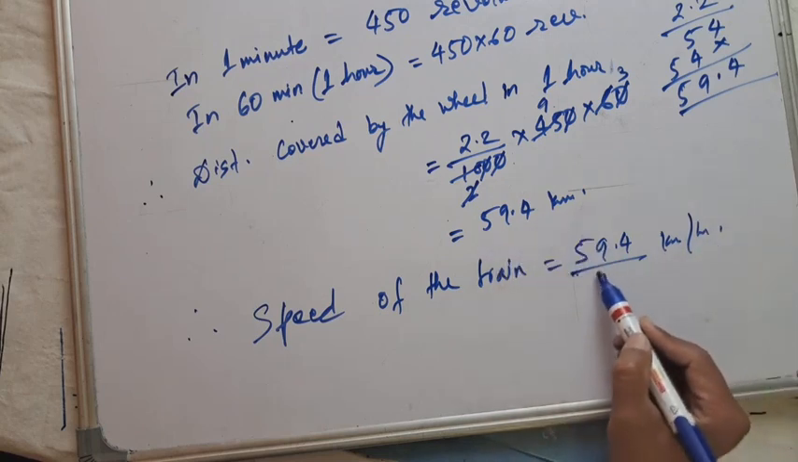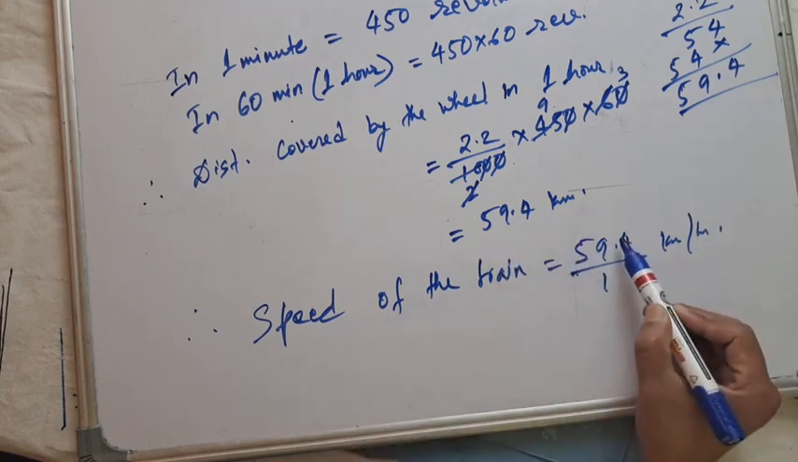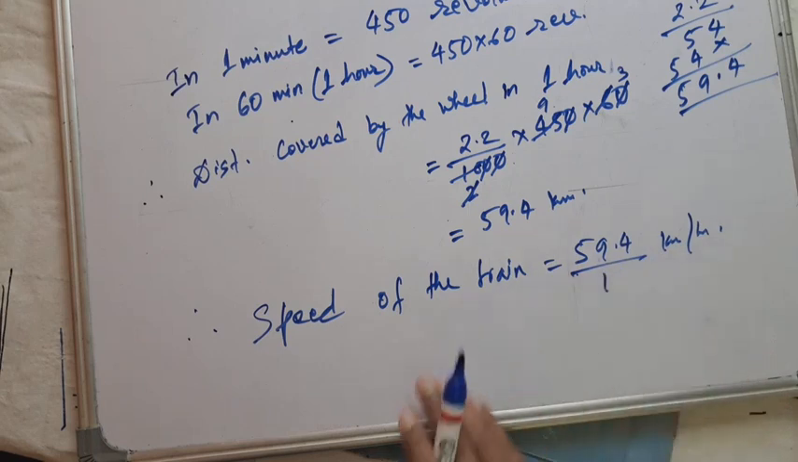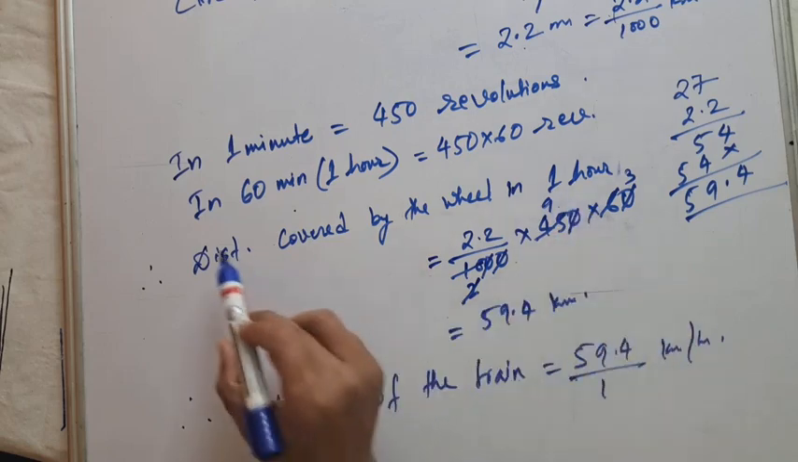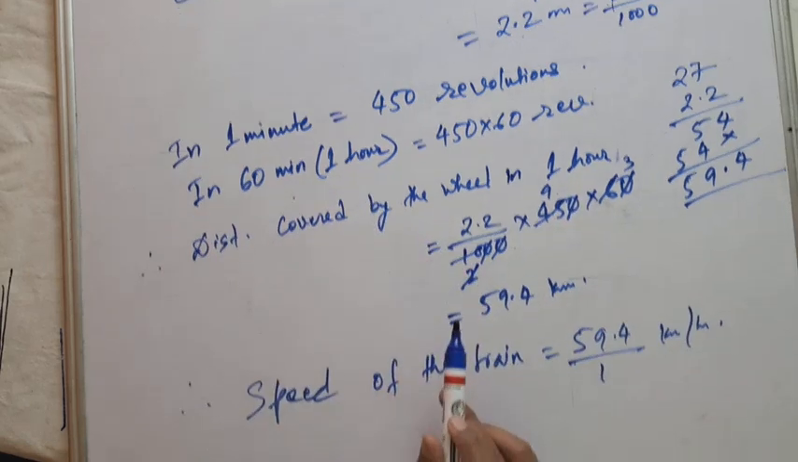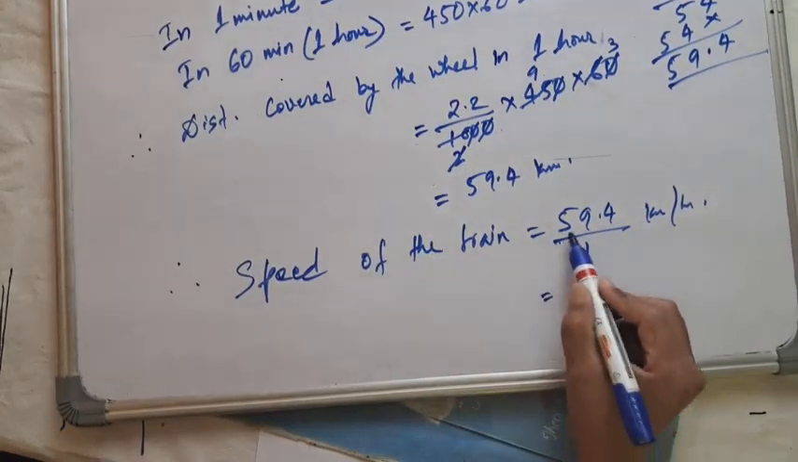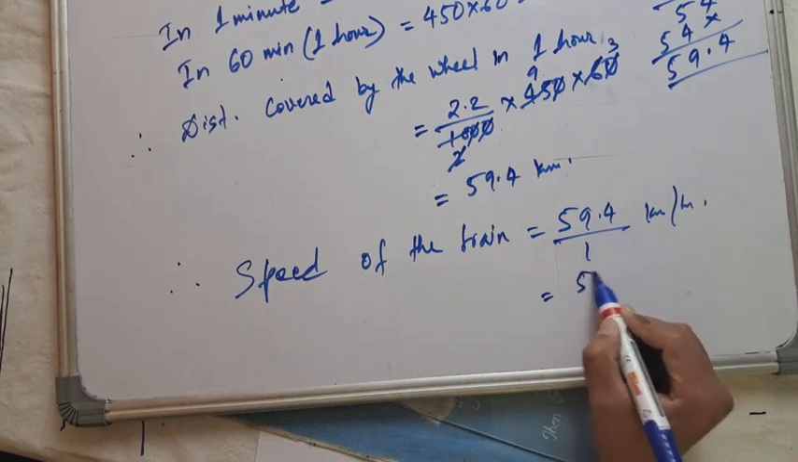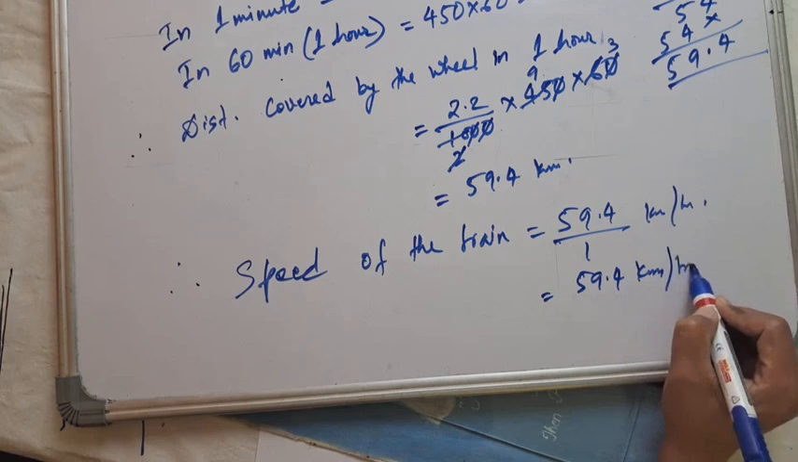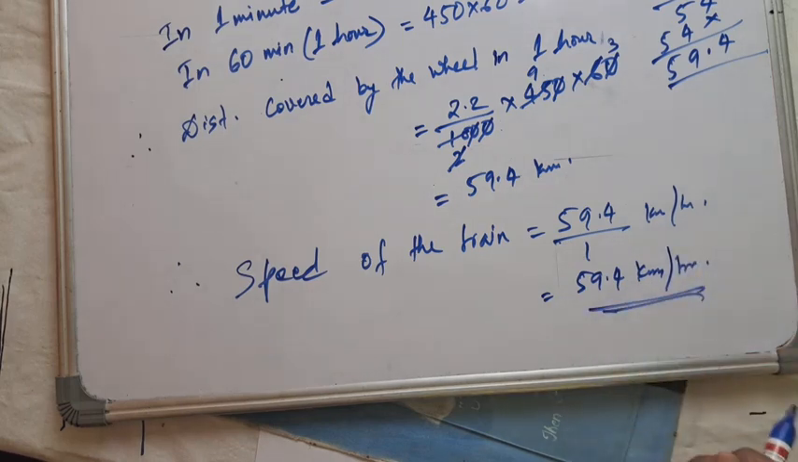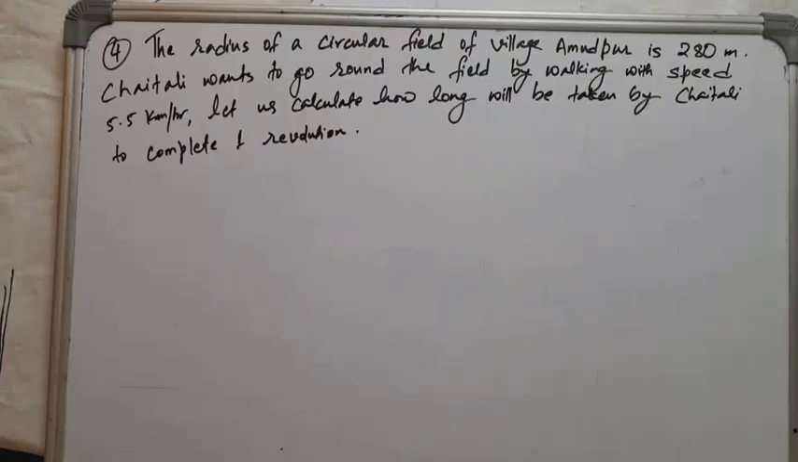This much distance in 1 hour. Speed means distance upon time. Time is 1 hour, because this distance is covered in 1 hour. In 60 minutes means 1 hour. 59.4 upon 1 means 59.4 kilometer per hour. Okay, I hope you got this. Now let us move on to the next question. Let us do question number 4.